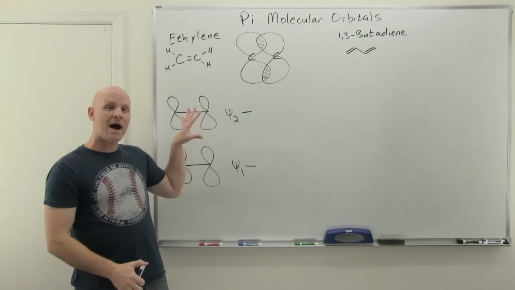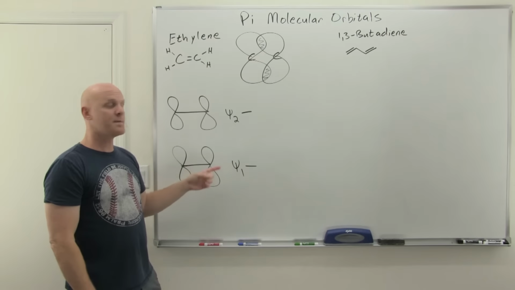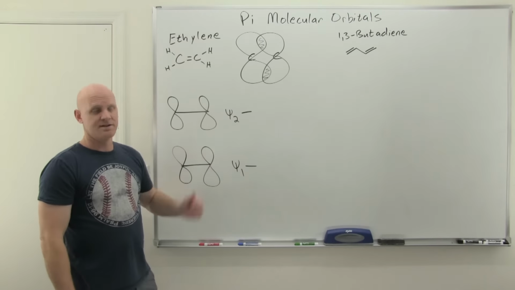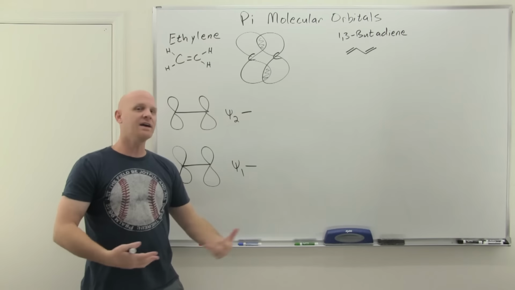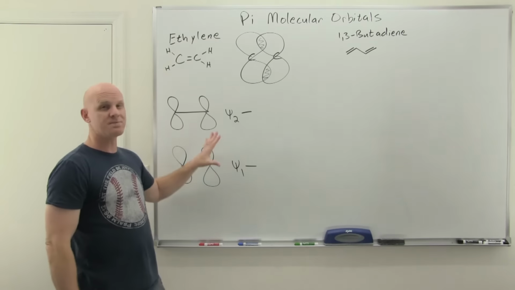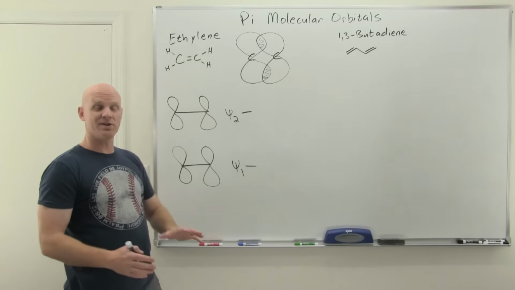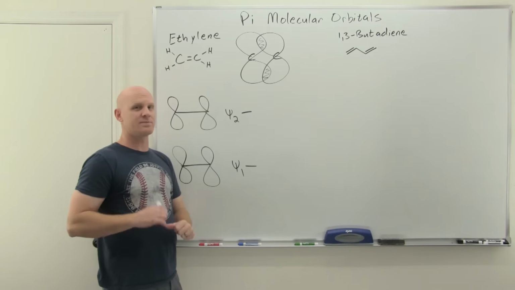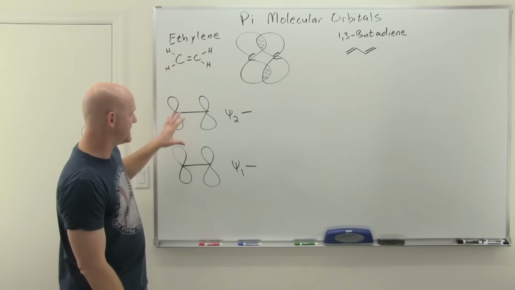Some books for pi molecular orbitals specifically call them pi 1 and pi 2, whereas psi is really generic to any kind of molecular orbital. So you'll see it represented both ways. But I'm going to be consistent using psi, or at least that's my plan. I apologize if I use pi somewhere along the way, because that's how I learned it back in the day.